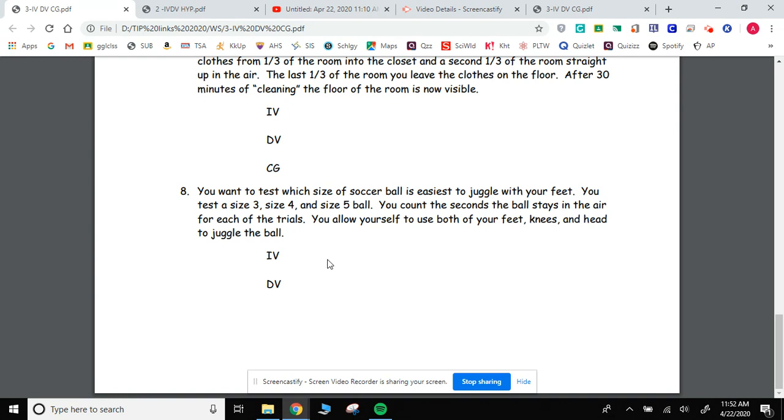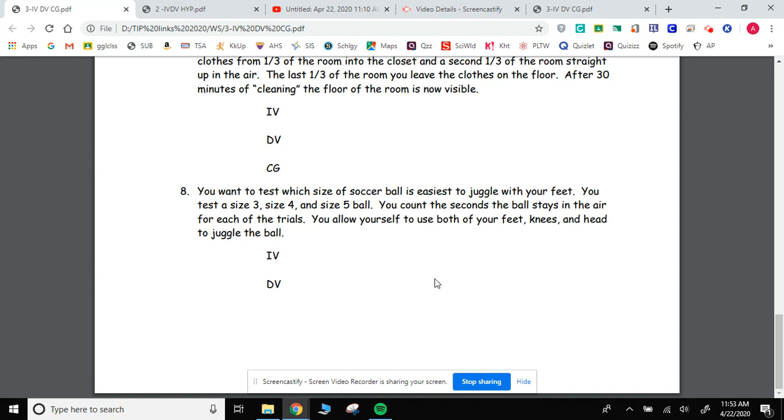The last one, you're going to test the size of the soccer ball with how easy it is to juggle. The independent variable here is going to be the size of the soccer ball, and the dependent variable is going to be the number of seconds that you keep the ball in the air.